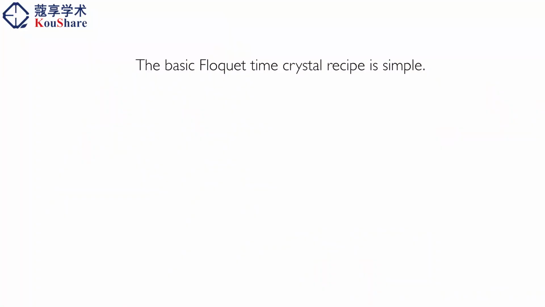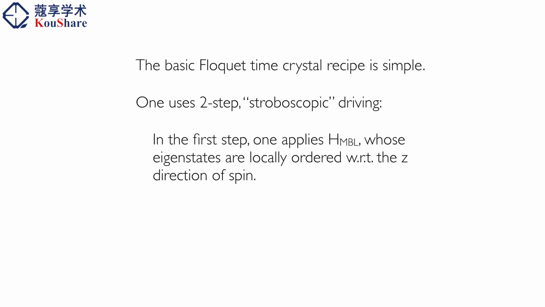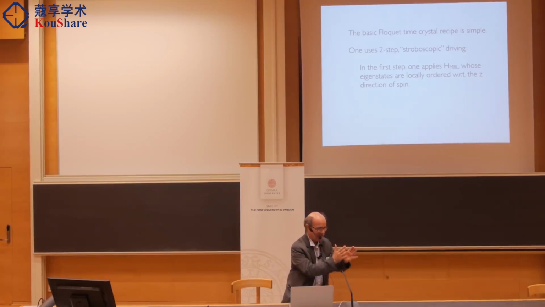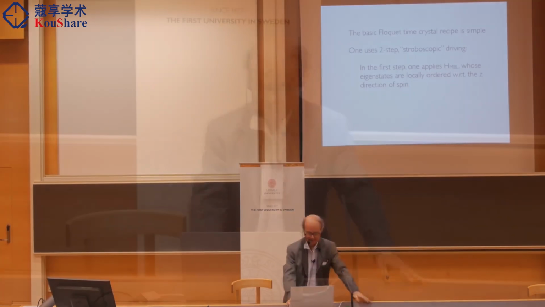So the basic Floquet time crystal recipe in this language is simple. One uses two-step, what is called stroboscopic driving. So one applies one Hamiltonian for a certain interval and a different Hamiltonian for a second interval. Okay, if you applied one Hamiltonian consistently, that would be normal time translation symmetry. But if you apply them in blocks, then it's only the combination period, the total period that is invariant.